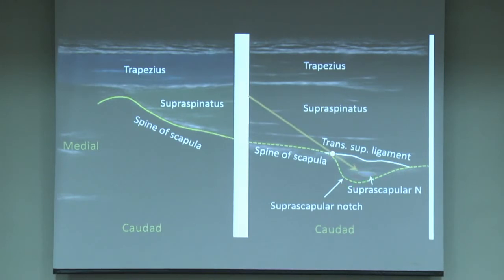Now, what we need to remember is that in order to get to the suprascapular nerve, if you put the needle in line to the transducer, then you will have to pierce through the ligament. And the needle will tear through the ligament. We don't want to do that. At no point of time do we want to damage the ligaments.